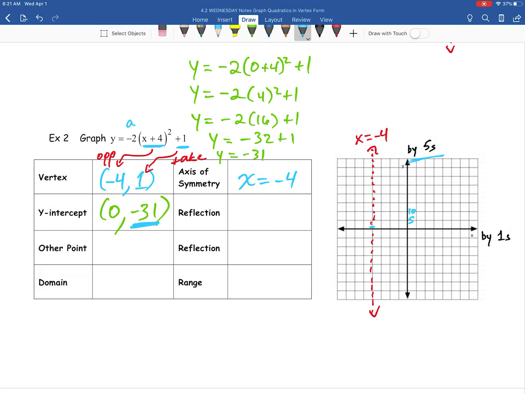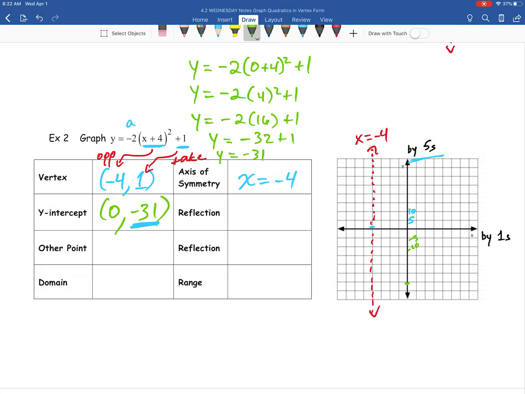And now we can squeeze on this y-intercept, 0, -31. So we would have to go a little bit beyond 6 in order to get to that -31. So 0, -5, -10, and so on. 15, 20, 25, 30. 31 is just below that value. Okay.